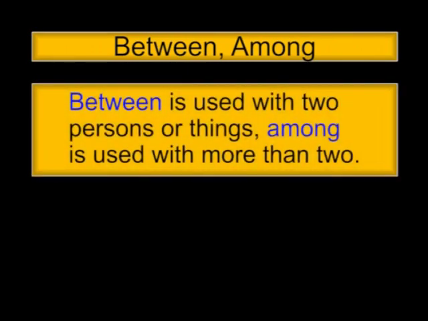Between and among. Between is used with two persons or things. Among is used with more than two.